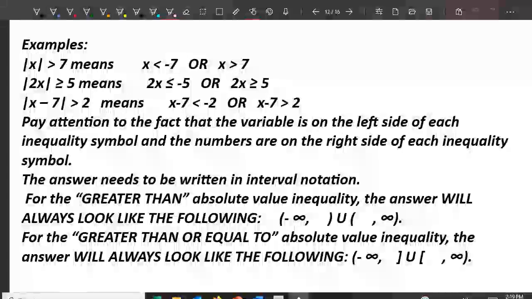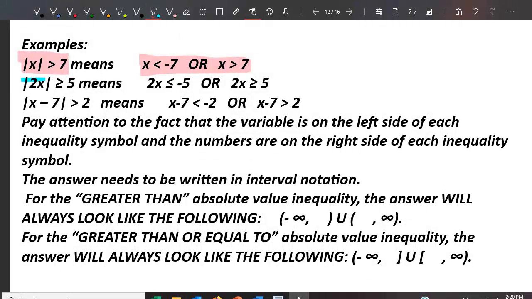Now, here are some examples. Here I've got the absolute value of x greater than 7. And look how I set it up. I put the word or. I've got a less than negative 7 on the left, a greater than 7 on the right. And notice where the x is. It's on the left side of the inequality symbol. So it's got to be x less than the number, or x greater than the number.